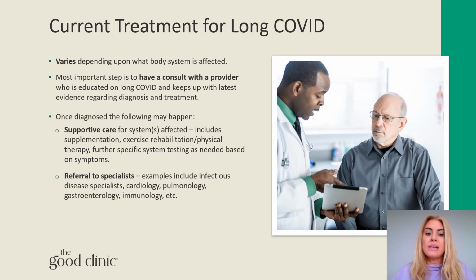There might be exercise rehabilitation and physical therapy that goes into effect. This is, for example, maybe somebody that has significant shortness of breath that they're dealing with, and they really need some help expanding their lung function and their ability to endure physical exertion. It could be physical therapy for joint pain, joints that are affected from long COVID. Further specific system testing also can be done, certainly on an as-needed basis for ongoing symptoms.